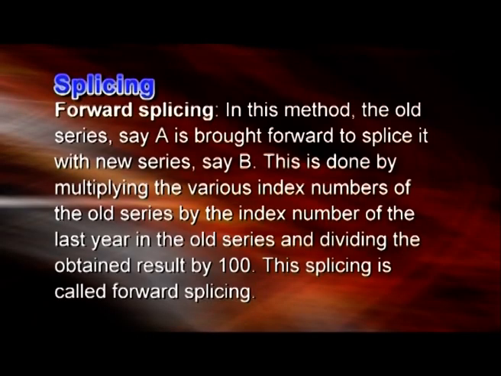Forward splicing. In this method, the old series, say A, is brought forward to splice it with the new series, say B. This is done by multiplying the various index numbers of the old series by the index number of the last year in the old series and dividing the obtained result by 100. This splicing is called forward splicing.